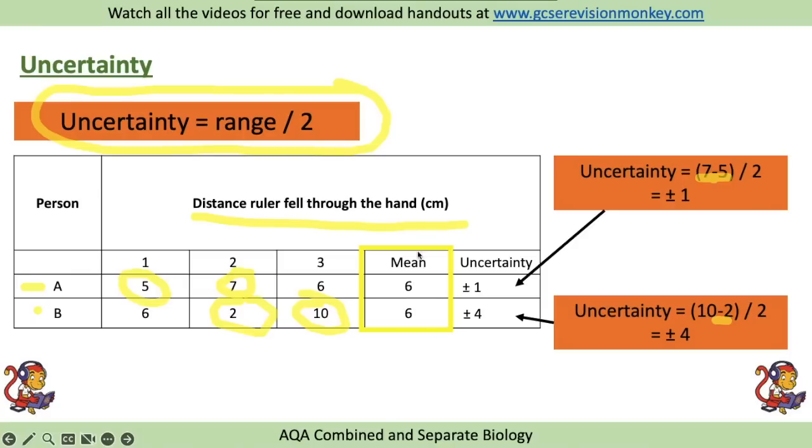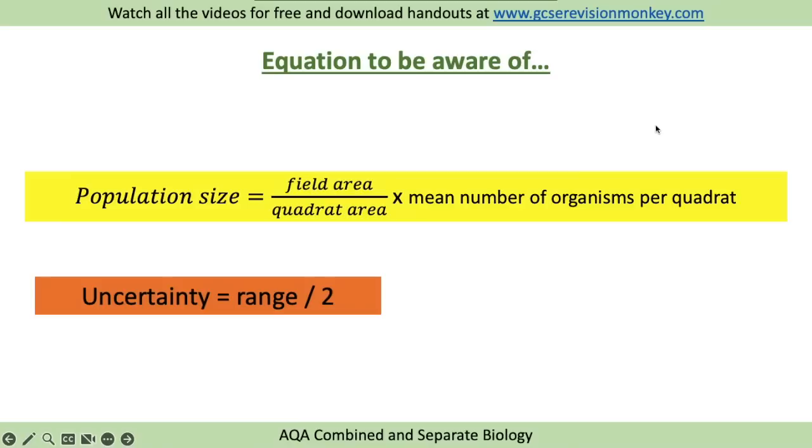So yes, they both have the same mean, but because the person A's numbers were closer together, they have a smaller uncertainty. Because person B's had a bigger range in their results, they have a much larger uncertainty around their mean. So the 2 calculations to be aware of, uncertainty can come up in any paper, and population size calculation will just be relevant for biology paper 2.